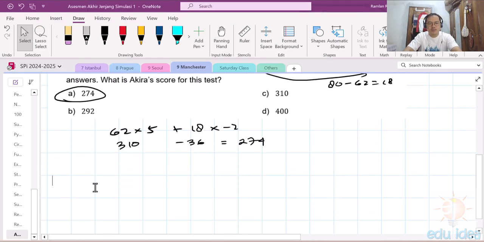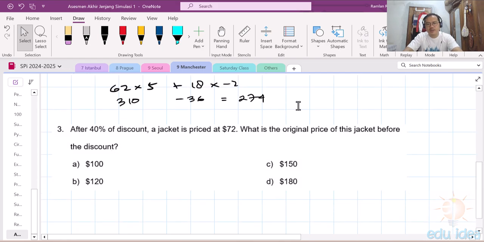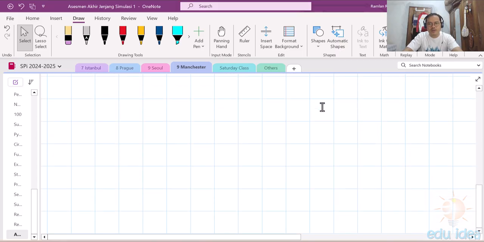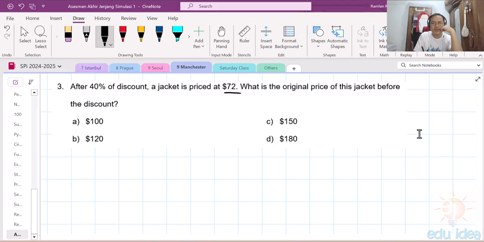Let me just take the question here. Okay, after a 40% discount, a jacket is priced at $70. What is the original price of this jacket before the discount? Now, there are a couple of ways on how to do this. The one that I really like to use, in simple logic, is that this price over here is the price after discount, meaning that the original price will be higher than this one.